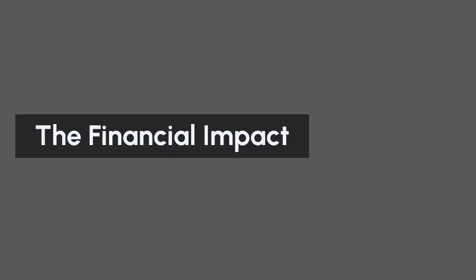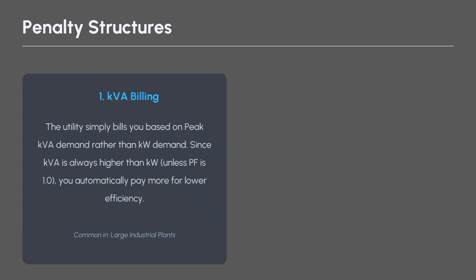The Financial Impact. Because of these issues, utilities implement sophisticated rate structures to penalize customers with poor power factor. This is where the financial impact hits. Penalty structures. There are two primary ways utilities apply penalties. The simplest is kVA billing, common in large industrial plants. Here, the utility simply bills you based on your peak kVA demand, rather than the useful kW demand. Since kVA is always equal to or greater than kW, you immediately pay more for the inefficiency.